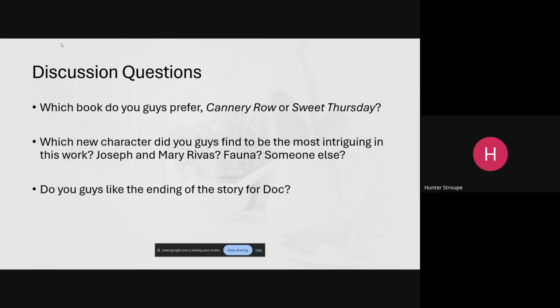For the next question, I had: which new character did you guys find to be the most intriguing in this work? Joseph and Mary Rivas, Fauna, or someone else? I felt like Joseph and Mary was a necessary character for the plot to develop, and so I feel like more of the story lent to his story. So I felt like he was the more interesting one.